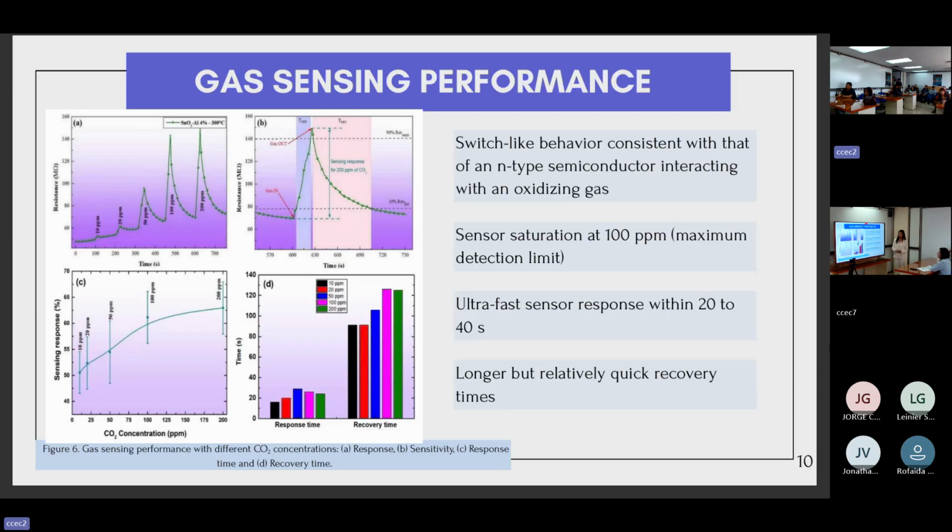And it also depends on the stability and the selectivity. And in this case, we know that our sensor responds fast, in only 20 to 40 seconds.